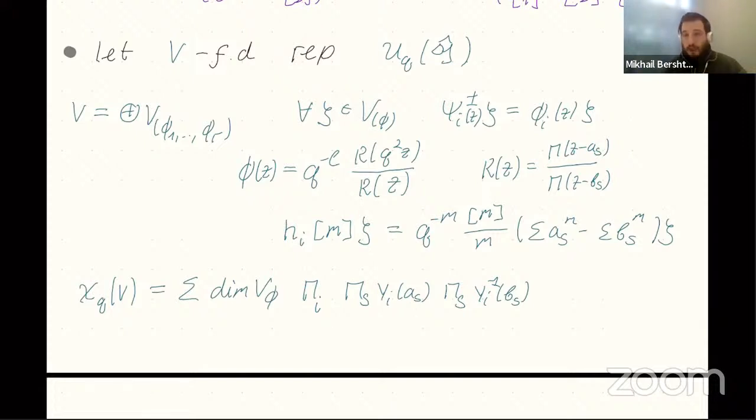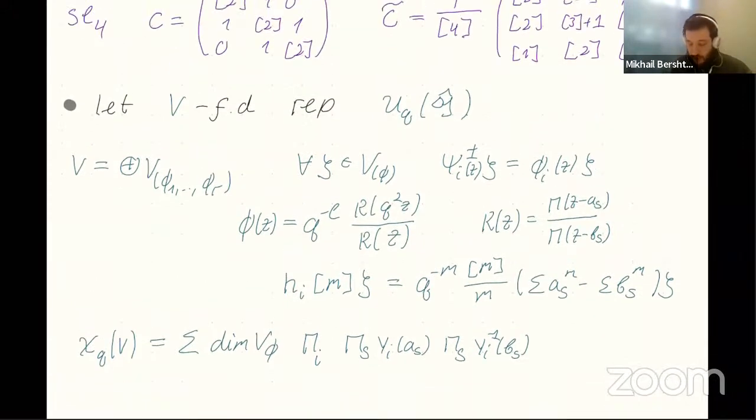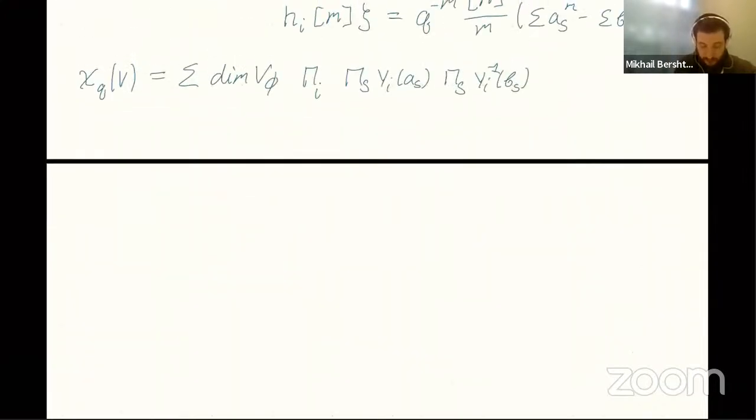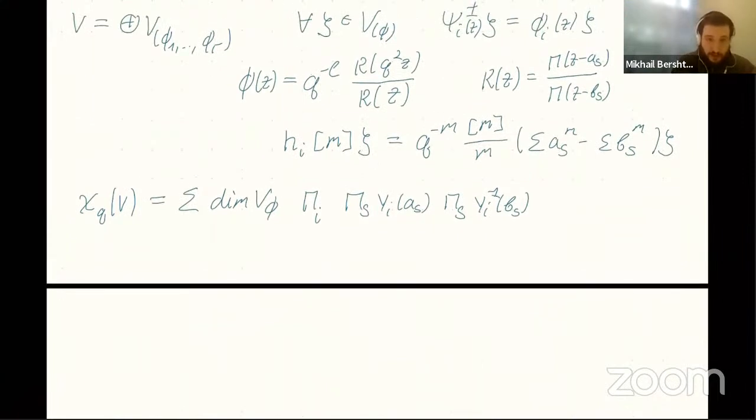For example, for a highest weight vector, this function r is polynomial, so we don't have b's, and we have some set of a's, and actually the cardinality of the set is just the highest weight with respect to the constant SL2. Okay, are there any questions? Okay, if there are no questions, let me just move further.